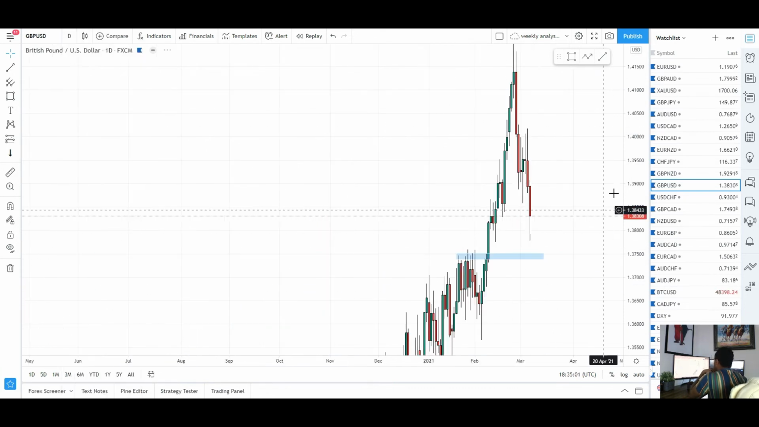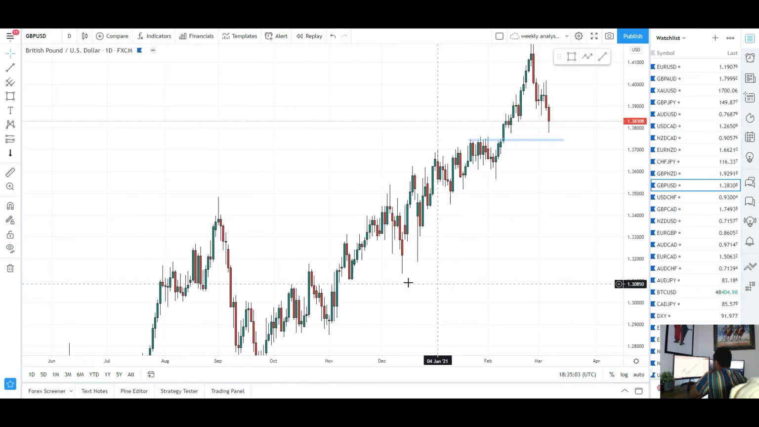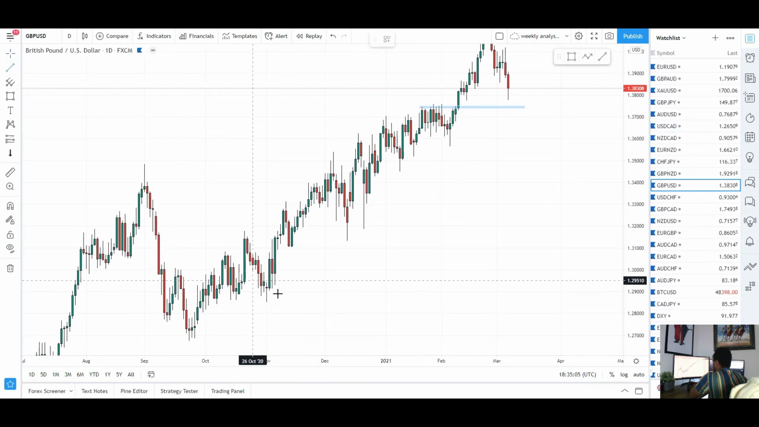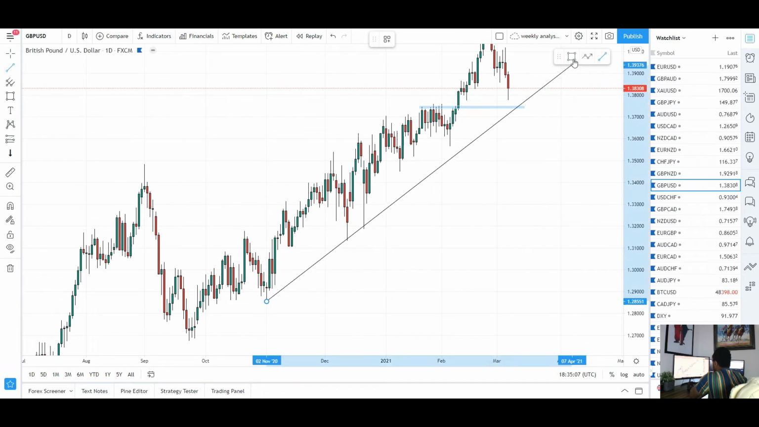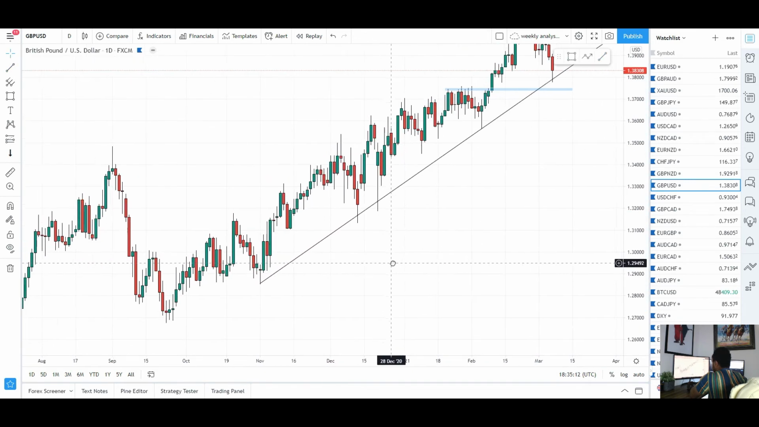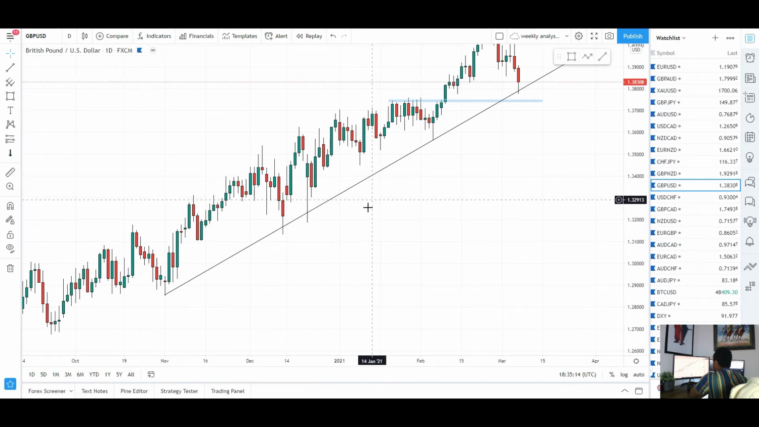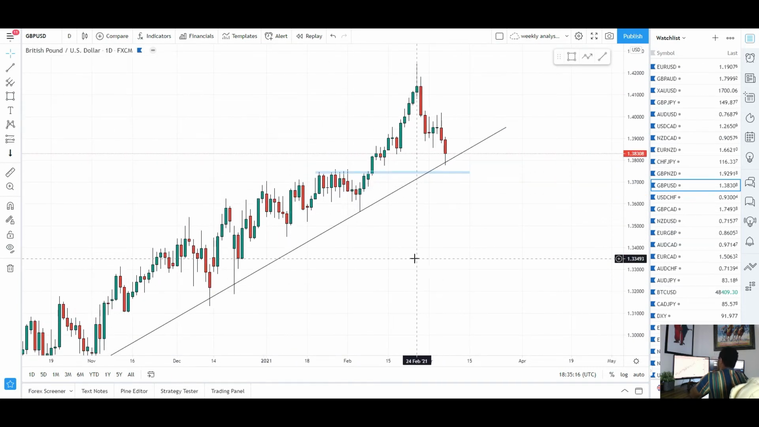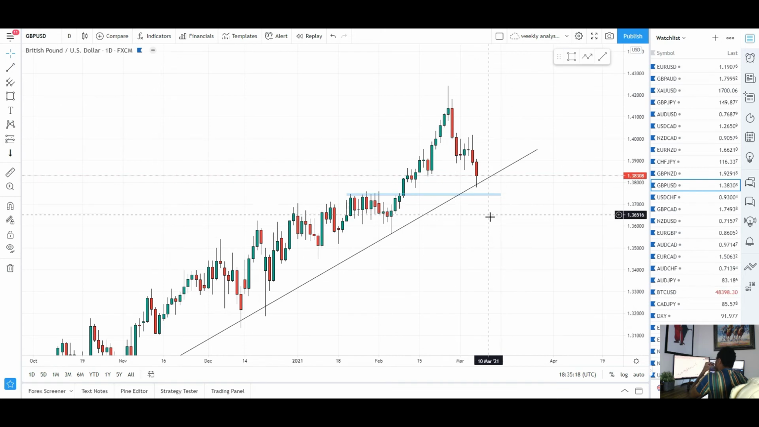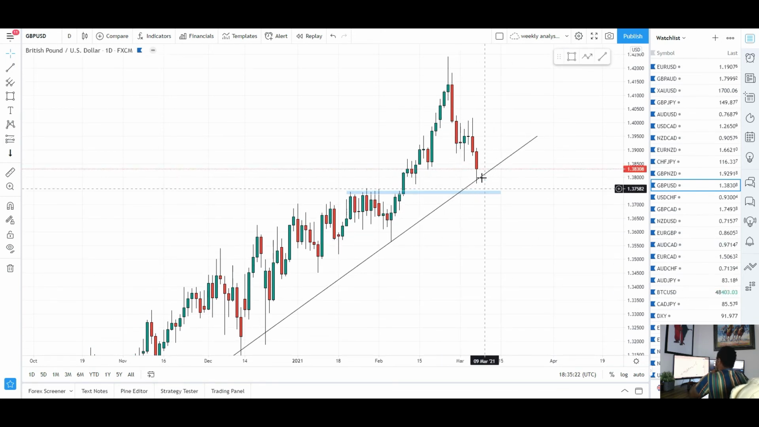If I go to the daily, you can see we're actually testing a really strong trend line here in the market that's keeping the market pushing to the upside. So if I connect these wicks here, you can see we've had initially a test here, second, third, fourth, and now we're having our fifth test. So we're coming to an area of value here on the daily chart for GBPUSD. This whole area will be acting as support.